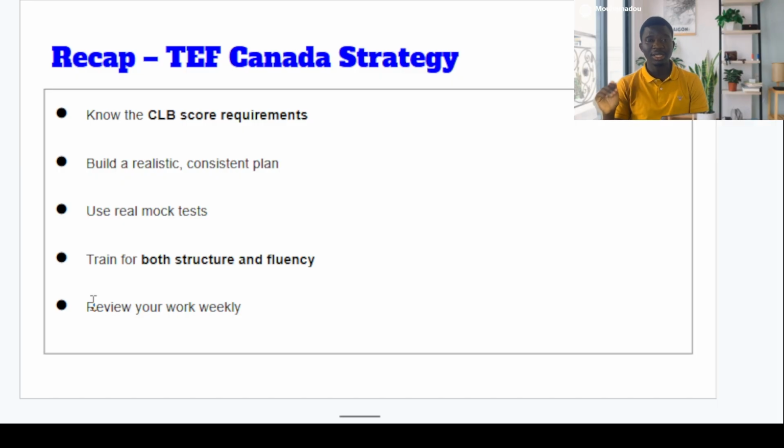Be realistic and consistent. Consistency is more important. Make sure that your plan is achievable, that it's not too hard for you. You just need a plan. It doesn't have to be super intense. Use real mock tests, very important. Train both for structure and fluency, and review your work weekly. Every week you need to review what you've done and see where your weak points are, where you can improve. And if you follow this, you're going to do just fine.